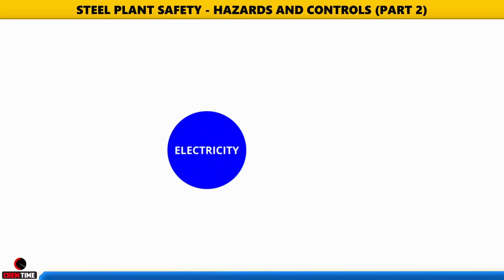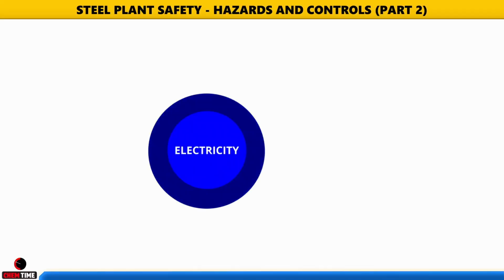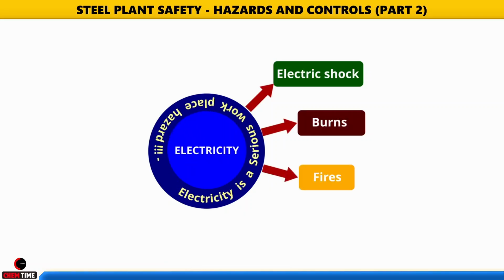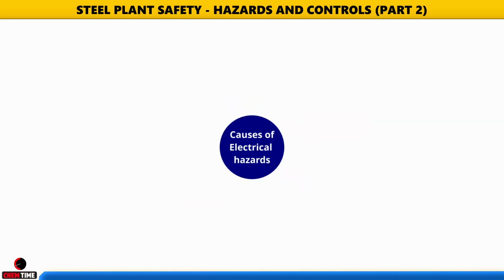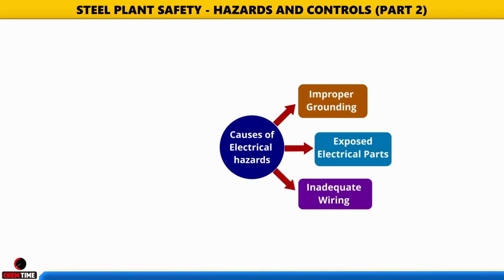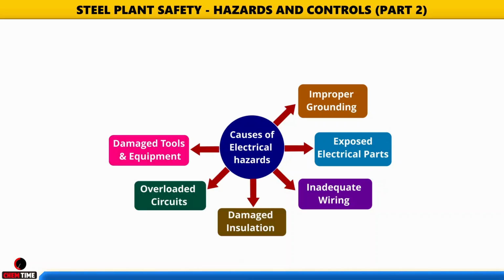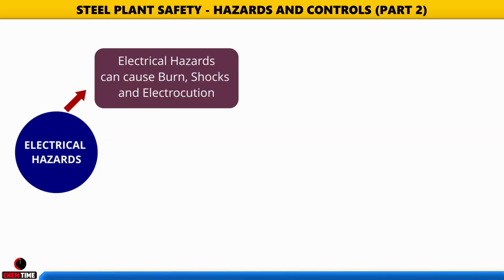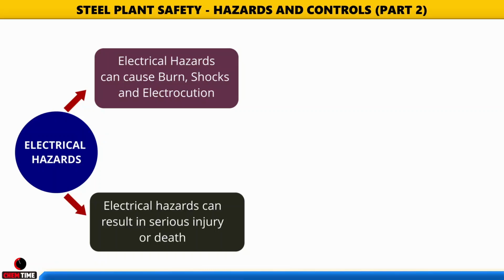Electricity. What is electricity? Electricity is widely recognized as a serious workplace hazard, exposing employees to electrical shock, burns, fires and even explosions. Causes of electrical hazards: improper grounding, exposed electrical parts, inadequate wiring, damaged insulation, overloaded circuits, damaged tools and equipment, wet conditions, and overhead power lines. Electrical hazards mainly can cause burns, shocks and electrocution, and can result in serious injuries or death.